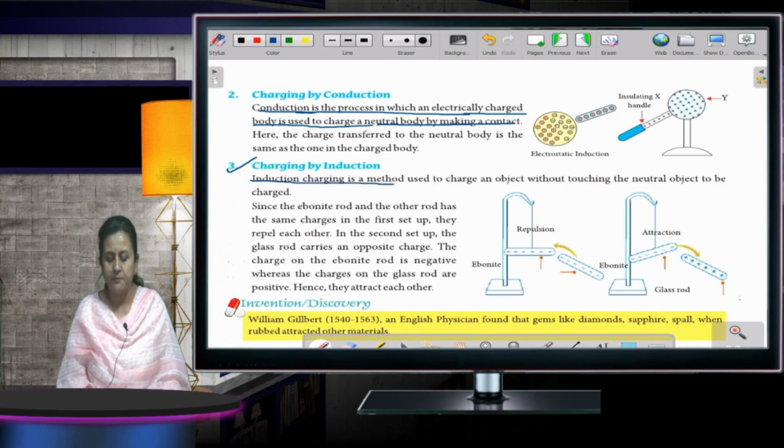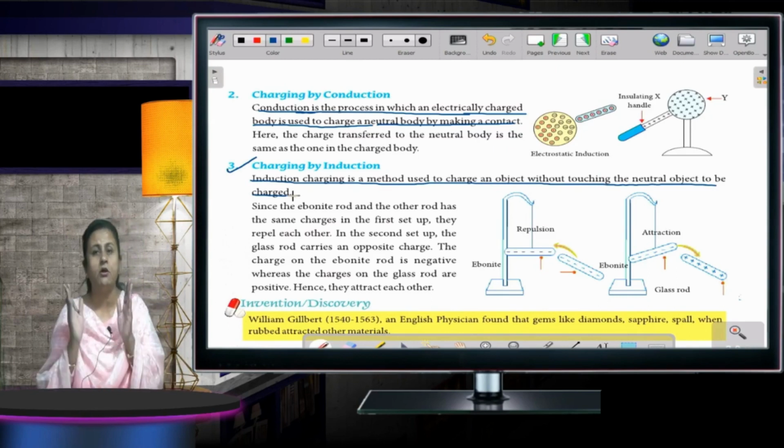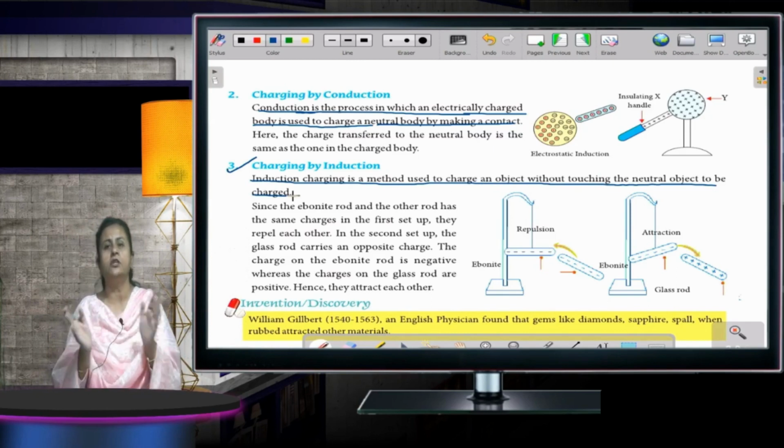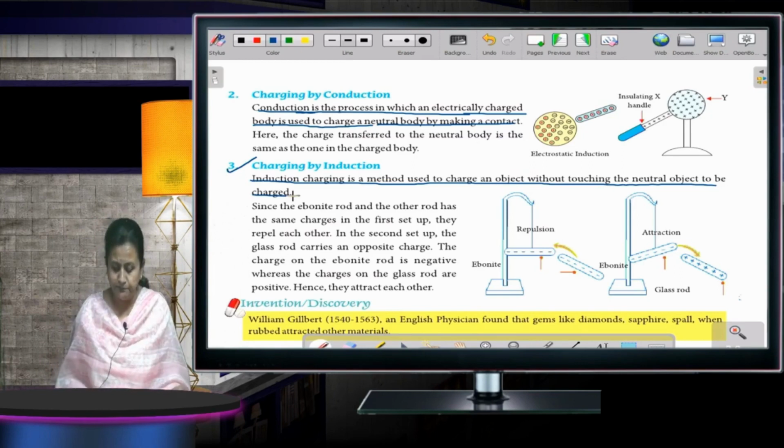Induction charging is a method used to charge an object without touching the neutral object to be charged. You don't touch both the objects, they don't come in contact with each other. But in conduction, both the objects come in contact. Physical contact is there, but in induction, no physical contact is there. Fine. Now, we'll move to the next one.